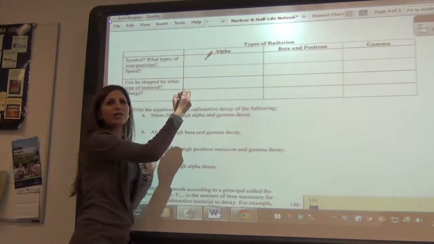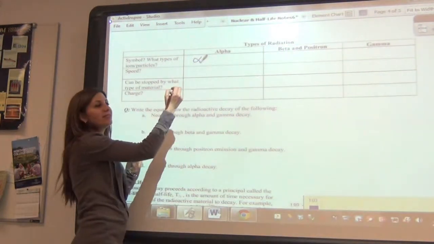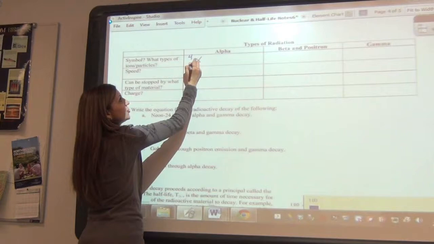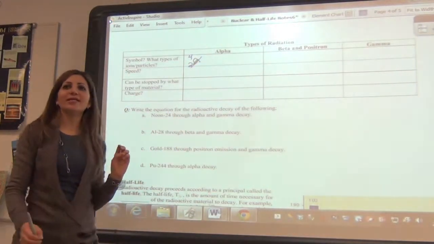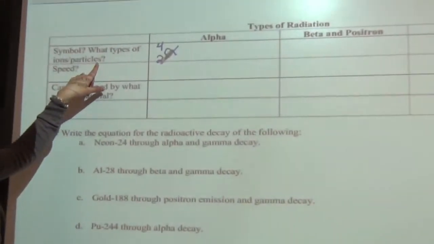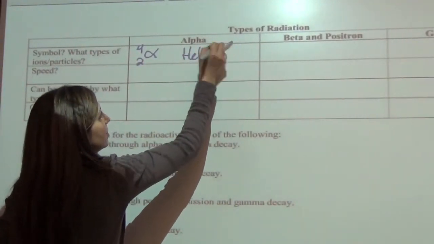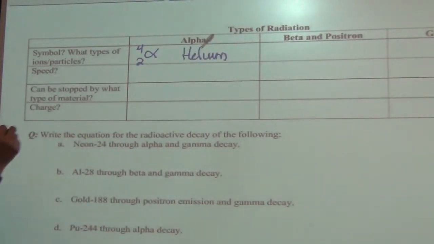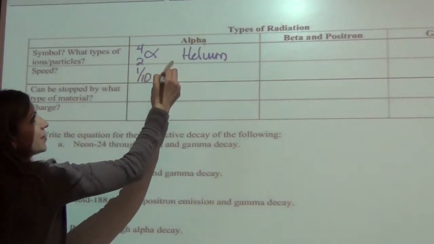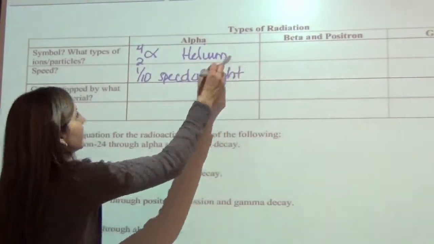So remember, what does it look like? It kind of looks like that fish. Okay, the number on top is 4 and 2. Memorize it, okay? The sooner that you memorize it, the easier. So it's like helium. What types of ions or particles? So this is basically like a helium nucleus. The speed of it, it's actually a tenth of the speed of light.